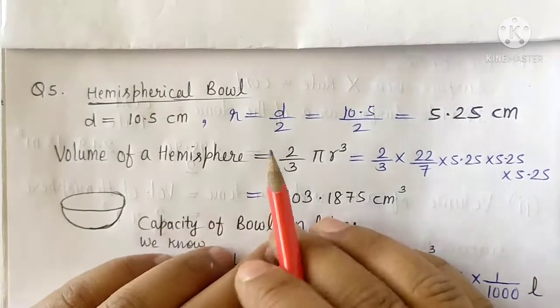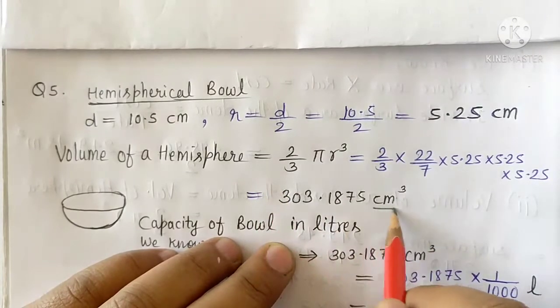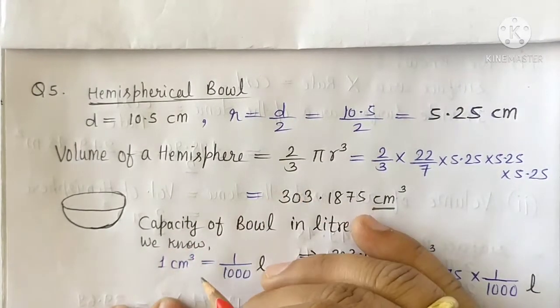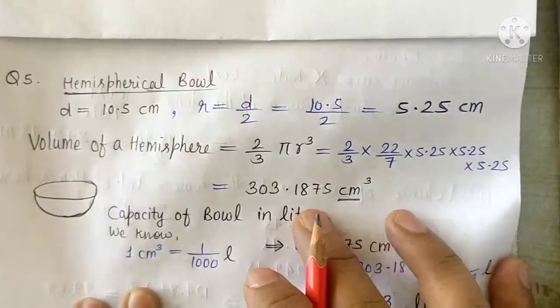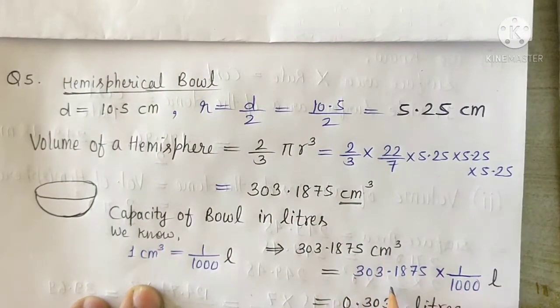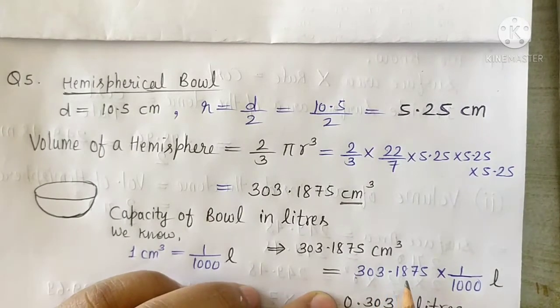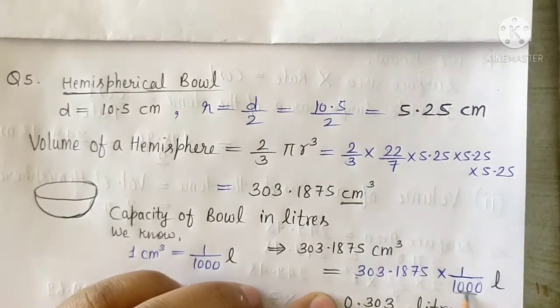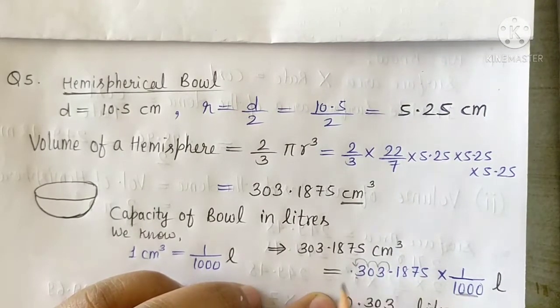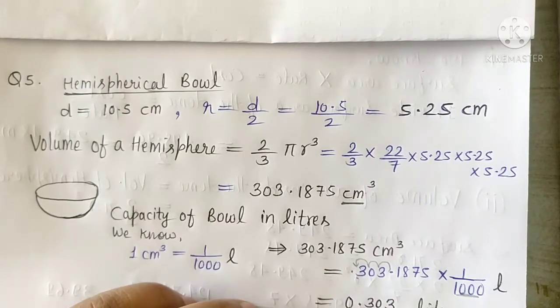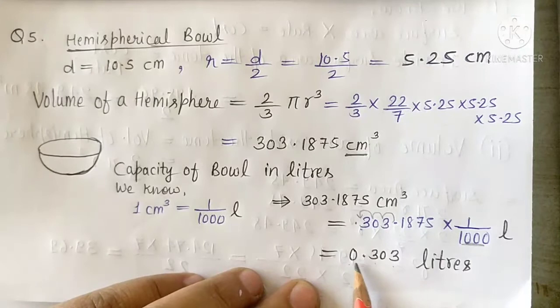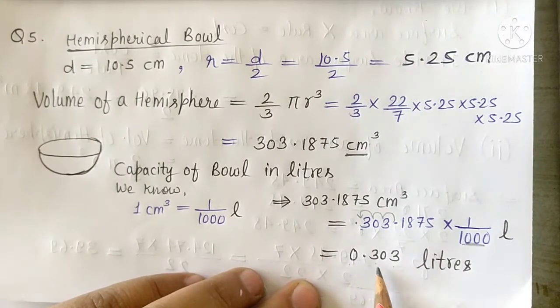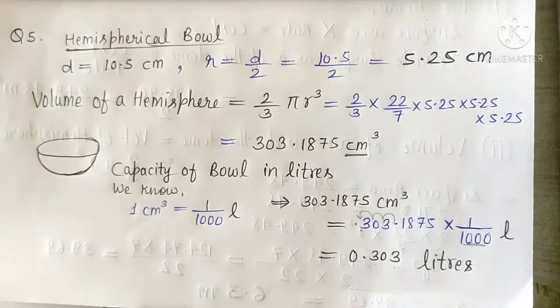But we have to find this volume in liters, and this answer came in centimeter cube. We know that 1 centimeter cube equals 1 upon 1000 liters. Therefore 303.1875 centimeter cube equals 303.1875 multiplied by 1 upon 1000 liters. 1000 has 3 zeros, so the decimal point moves 3 places to the left, and it comes 0.3031875. But we write just 3 digits after the decimal, so 0.303 liter is the answer to this question. This much is the capacity of that hemispherical bowl.